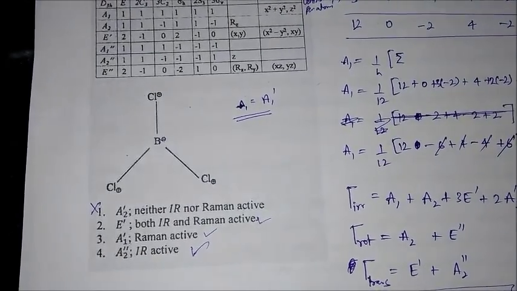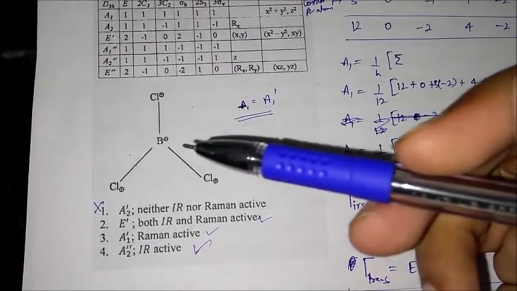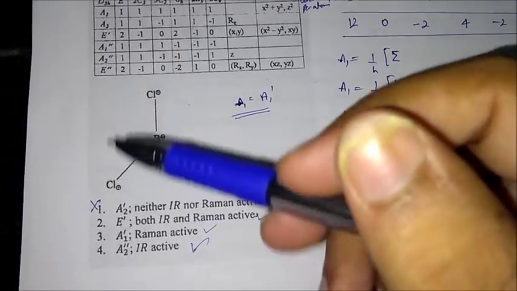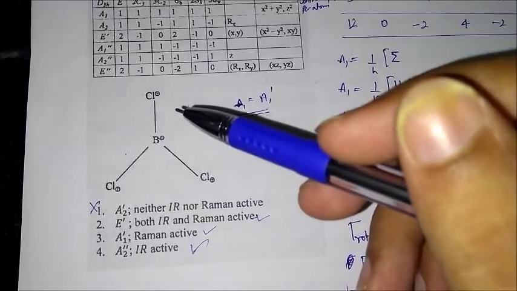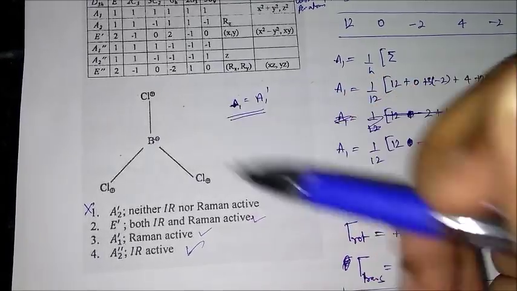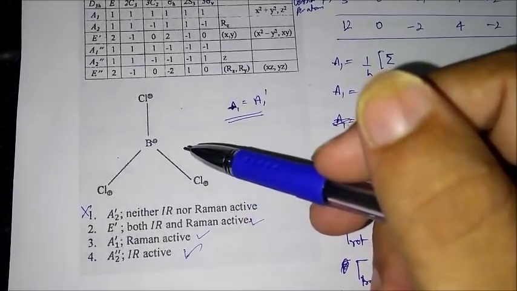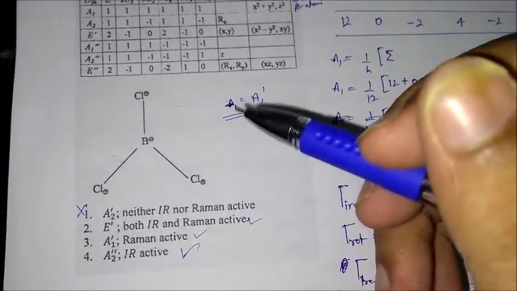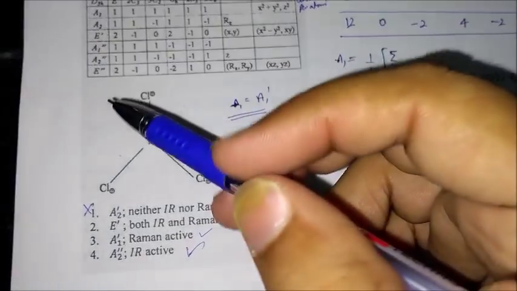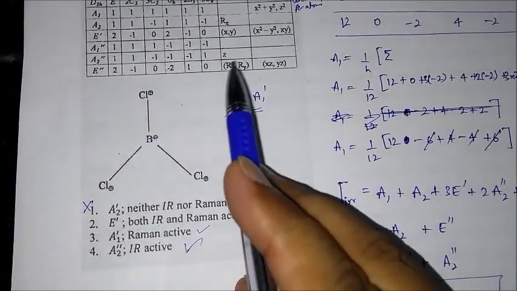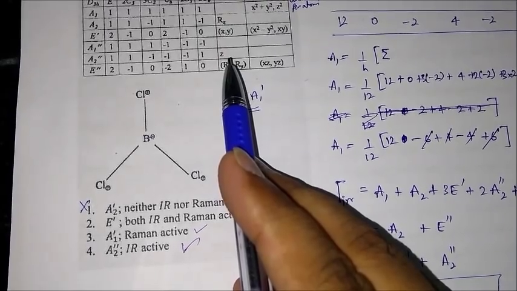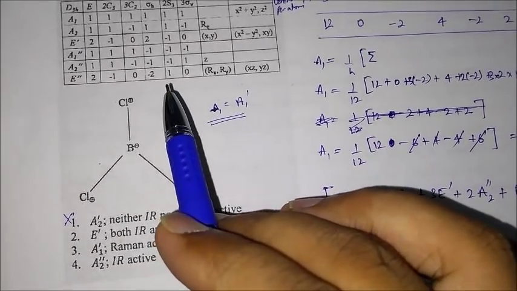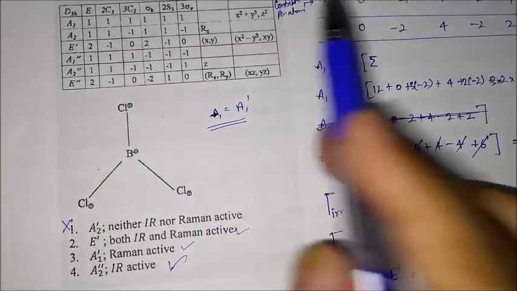It means the only change is happening along the z-axis, in and out of the plane. In the xy plane, the chlorines are going inside and outside, so the only change is along the z-axis. So we have to consider only the one among these three in which the z-axis is involved. For a2 double prime we have the z-axis, so that's what we take. For e prime there is no z-axis, and similarly for a1 prime there is no z-axis.